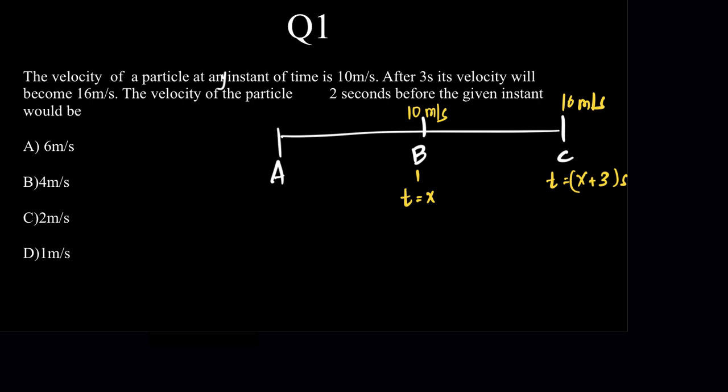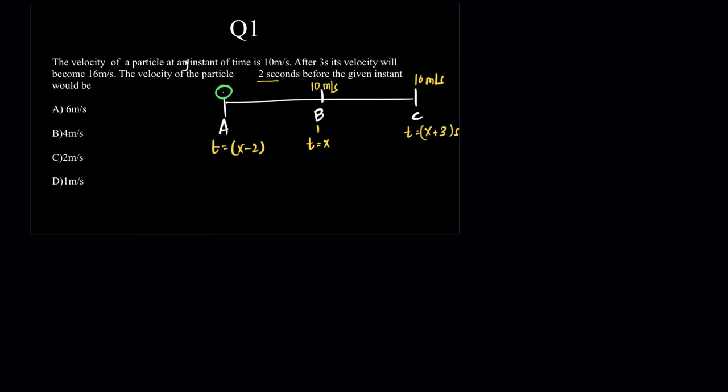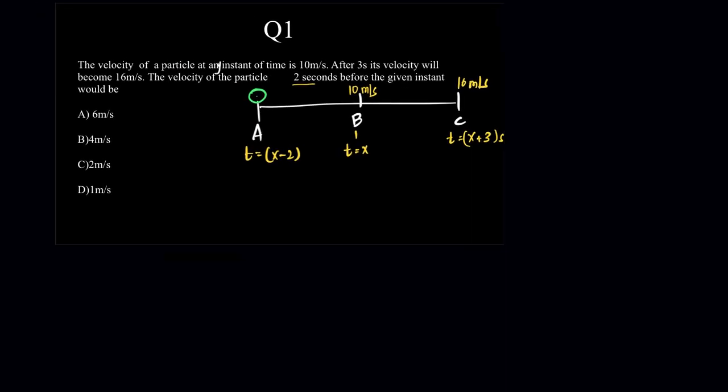The velocity of the particle 2 seconds before, which means we need to find, say if that is the position of the body at t is equal to x minus 2 seconds, the velocity of the body here at this point. So first let us try to understand what quantity we need to find out.